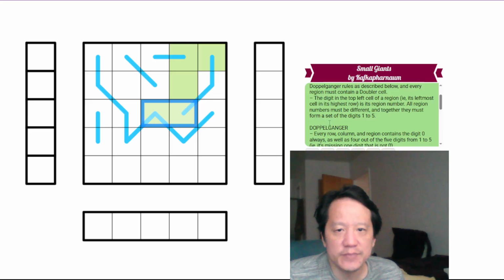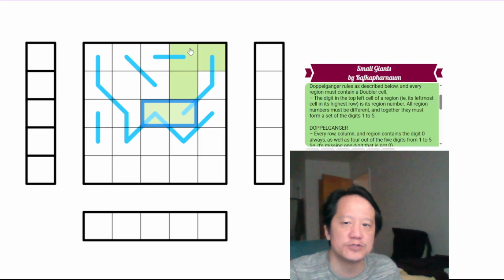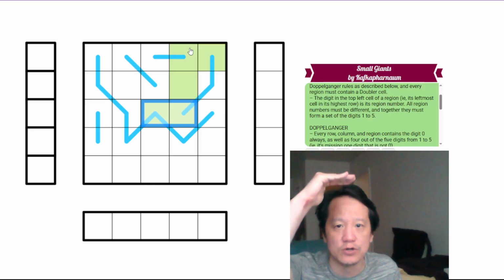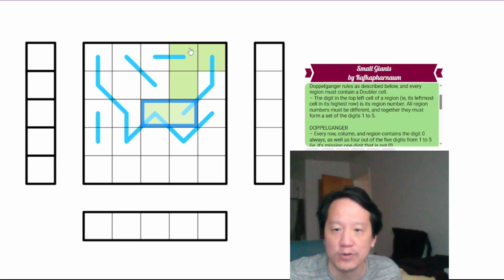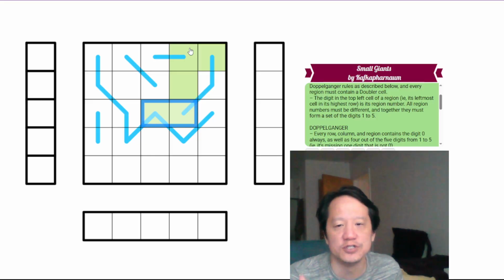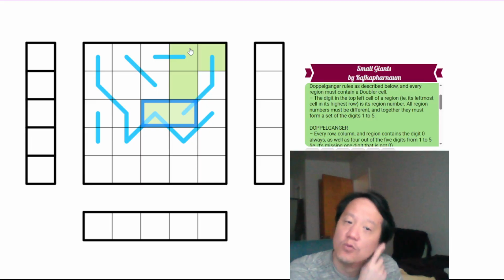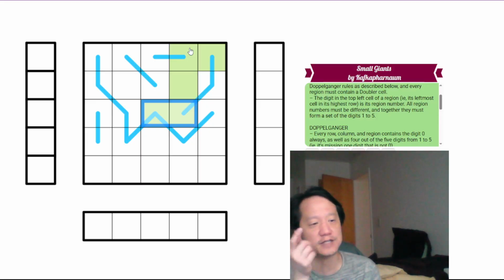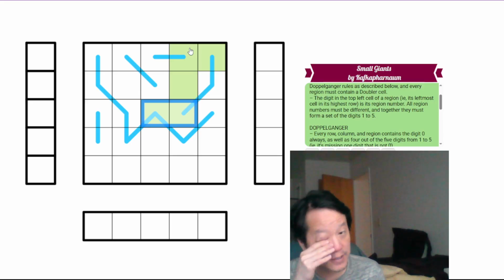The digit in the top left cell of a region, that is its leftmost cell in its highest row, is the region number. And all region numbers must be different, and together they must form a set of the digits 1 through 5. Oh, 1 through 5, right. Okay, because this is doppelganger, I keep forgetting about that.